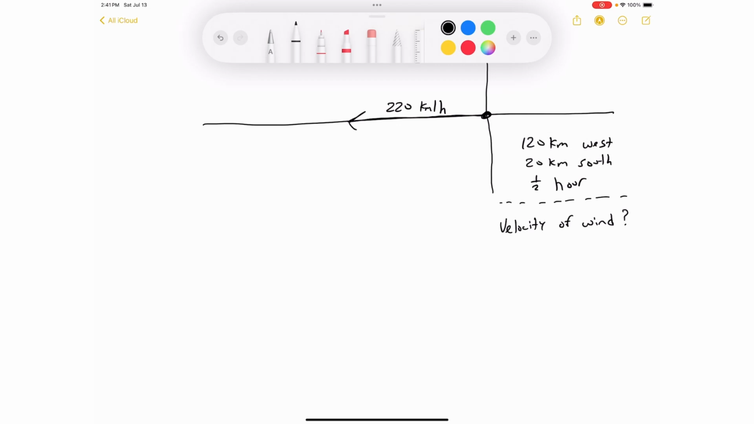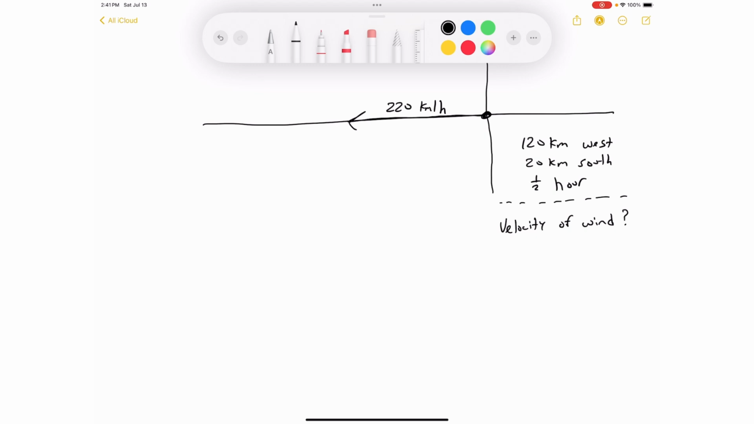Okay, so in this problem, we have an airplane pilot who sets a compass on the aircraft to go due west and maintain an airspeed of 220 kilometers per hour. So that's what this is showing here at the top. There's this line that says 220 kilometers per hour, and the arrow is moving to the left. So that's the west. So the airplane is supposedly going west at a velocity of 220 kilometers per hour.